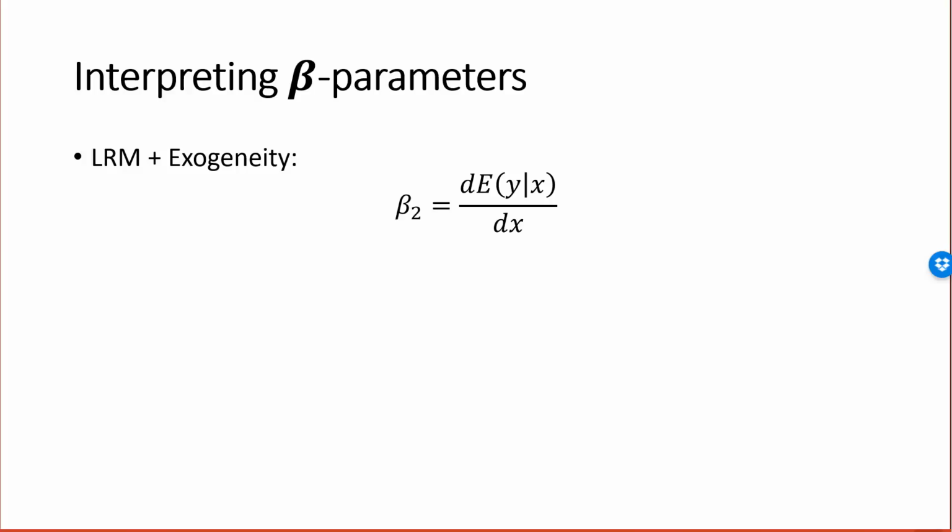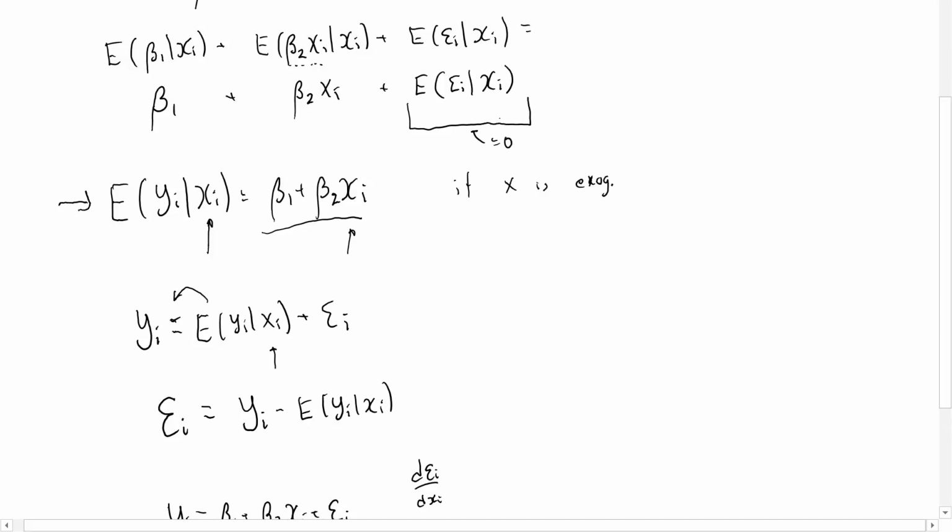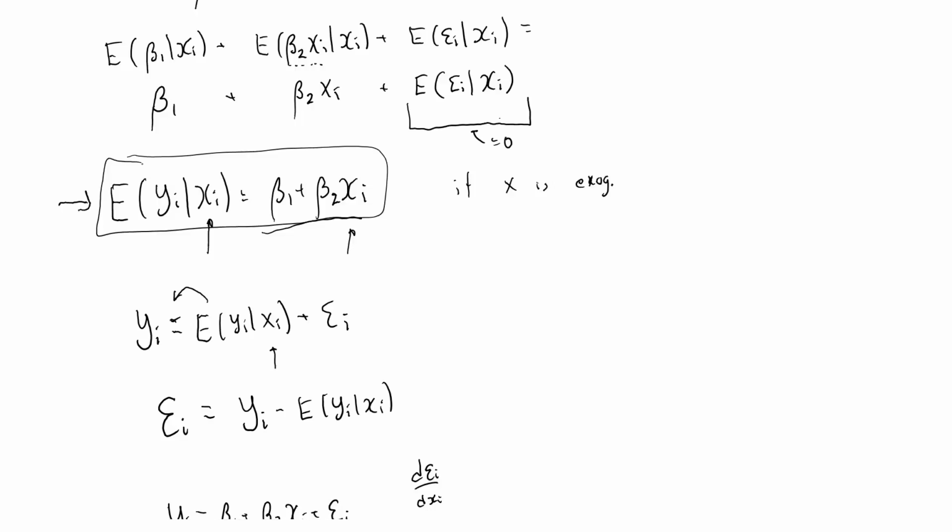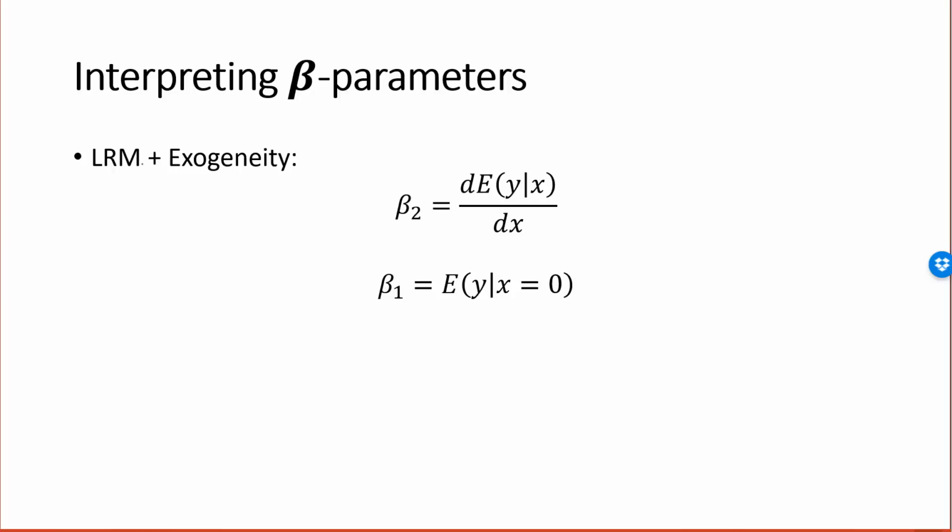We can also interpret the beta 1 parameter, the intercept. Remember, we have this relationship, which is key. So what we can see here is that if I put xi equal to 0, then I have beta 1 on the right hand side. So beta 1 is simply the expected value of yi for xi equal to 0. So that's this one, the expected value of y for an arbitrary observation given that x is 0.